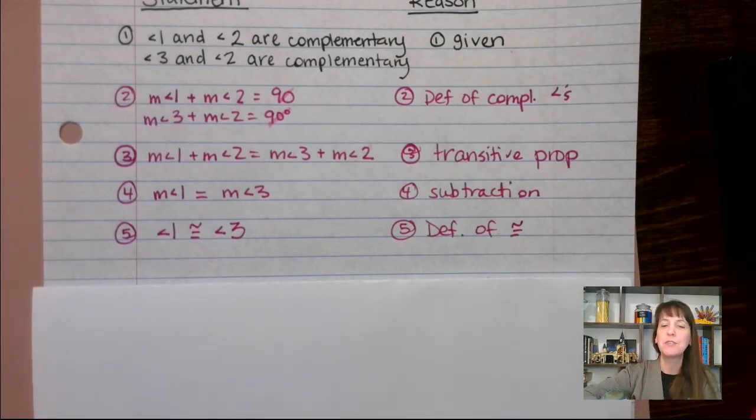So that is how you do those complementary, supplementary proofs. Take a look at those notes again. Make sure that you can access those, copy those down so you have them.